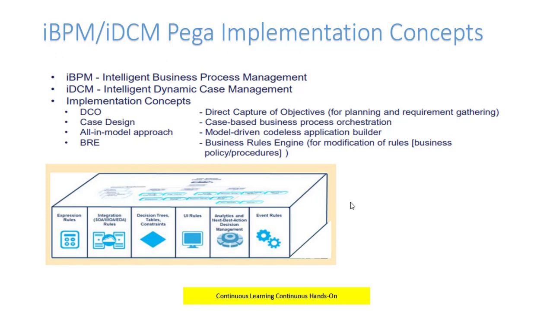I'll give a simple example of DCO. Suppose tomorrow you want to open a restaurant, and for the restaurant you want to build a Pega application. So your product owner, meaning the owner of the restaurant or the business who knows about the Pega application, and the business users like the employees of that restaurant, how will they capture their requirements?